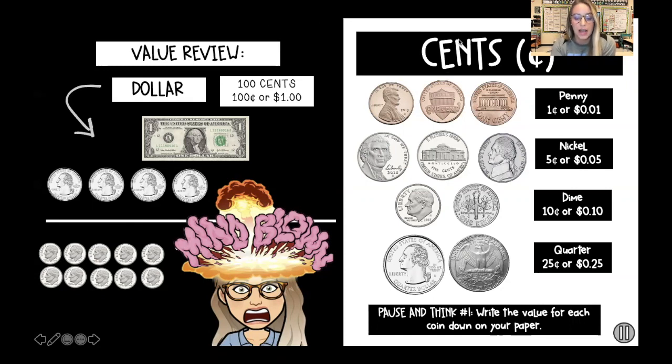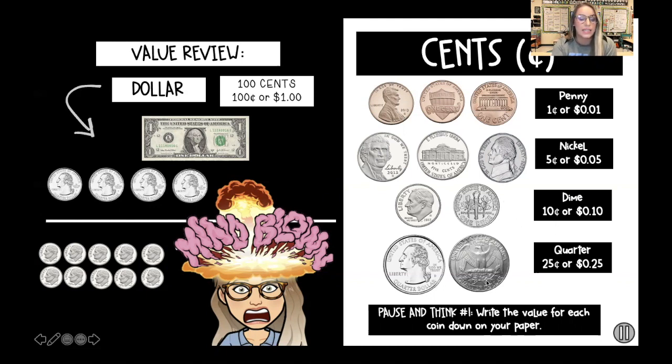So on our cent side, we're going to go over the values of our coins one more time before we do our read aloud. So for our cents, we have penny, which is 1 cent. We have our nickel, which is 5 cents. We have a dime, which is 10 cents, and our quarter, which is 25 cents.